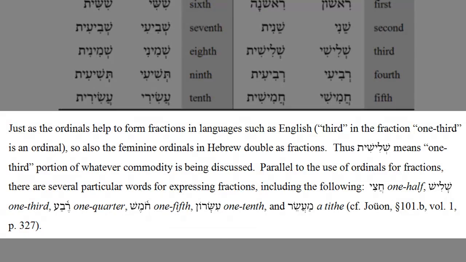Notice finally that the ordinal numbers can function as fractions, so that Shalishit can mean 1/3 of a portion, and also notice that there are some dedicated words for fractions, such as Chatzi, meaning 1/2, Shalish, 1/3, Reva, 1/4, Chomesh, 1/5, Isaron, 1/10, and Maaser, a tithe.